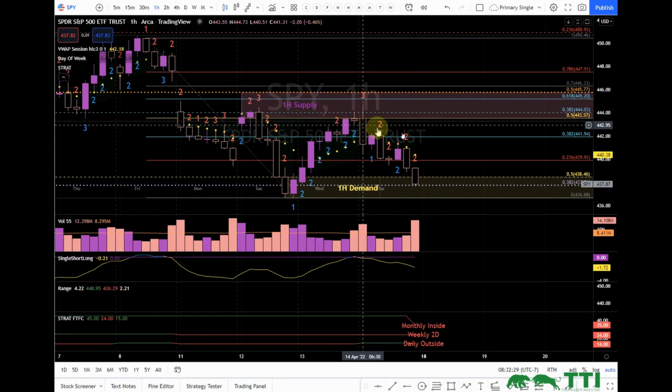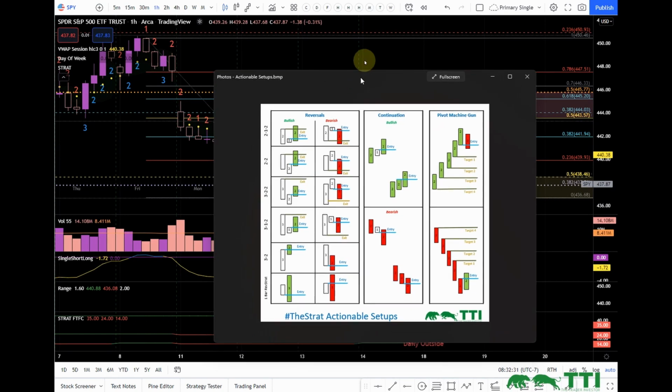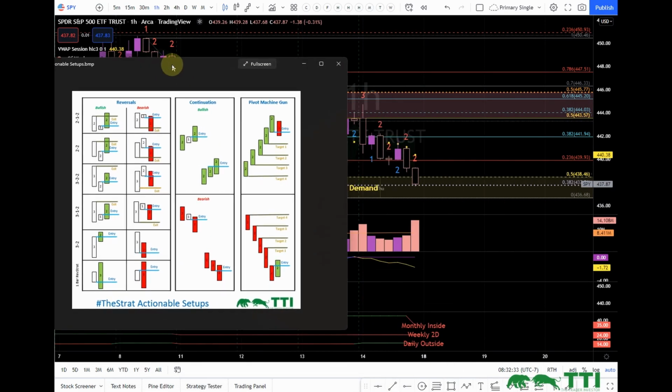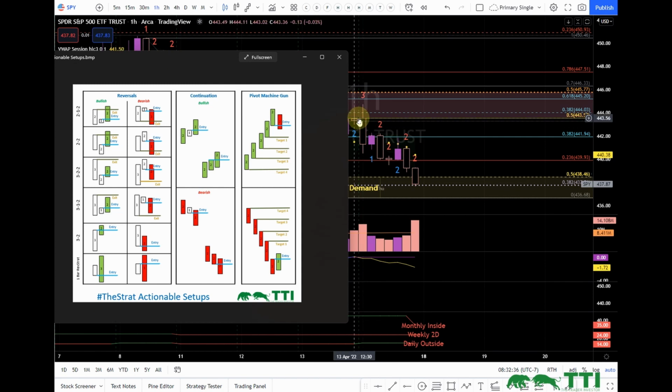So this 3 is actually a good reversal. It's a good reversal. What was your contract for? That was for next week? It was for next week. Okay. I personally don't like to play 0 DTEs. I like to give myself time.